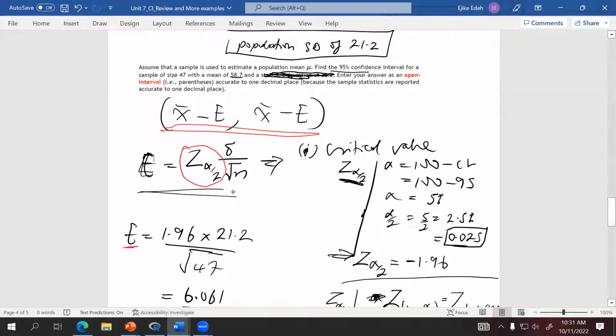So to calculate the confidence interval, for the lower one, you are supposed to have the mean, which we know here to be 58.7, given in the question, right? 58.7 minus the margin of error, which is 6.061. That will give me the lower confidence limit. The upper one, you have 58.7 plus the margin of error, which will be 6.061, right? So if we solve this, can you all help us subtract and add, and let's get two values here.